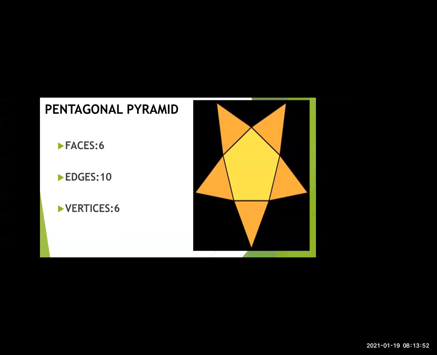Already I told you the faces and vertices of a pyramid are always the same. And edges, it has 5 sides and the 5 sides covering of a triangle. So 5 plus 5, it becomes 10.